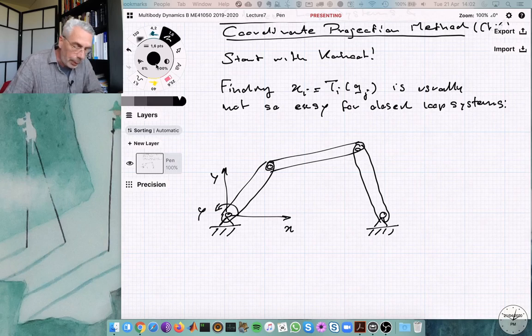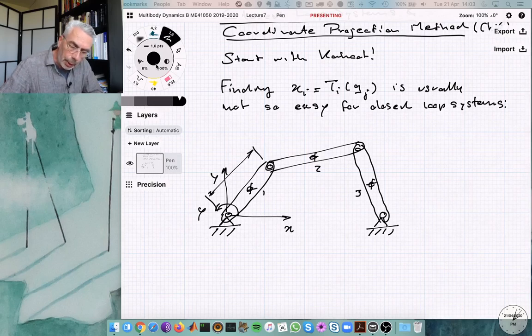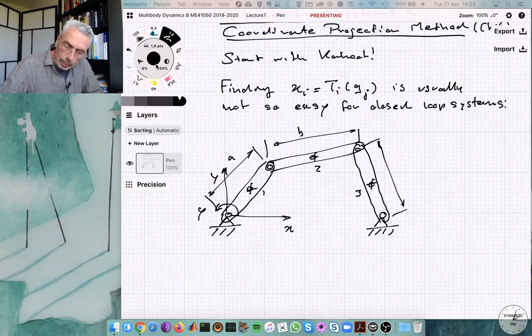With a positive orientation. Then we have a number of bodies. This is the first rigid body, this is the second rigid body, and this is the third. And then of course we have a number of dimensions for the mechanism. Let's put them in. I have this distance called A, the length of this link is called B, the length of this link is called C, and the distance of the base, the fourth link, is called D.